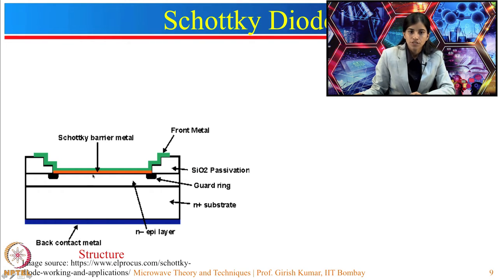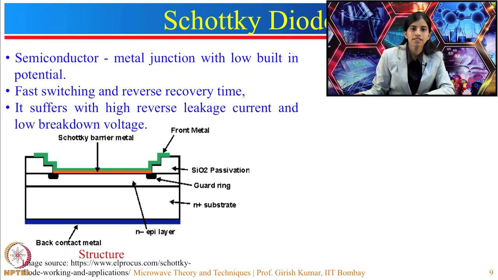Now, to make the electrical connection with the circuit, the metal contacts have been made, and this is how the structure of the Schottky diode is made. Now, we know this is the junction of metal and the N type of semiconductor, so the depletion region will be less in this case.